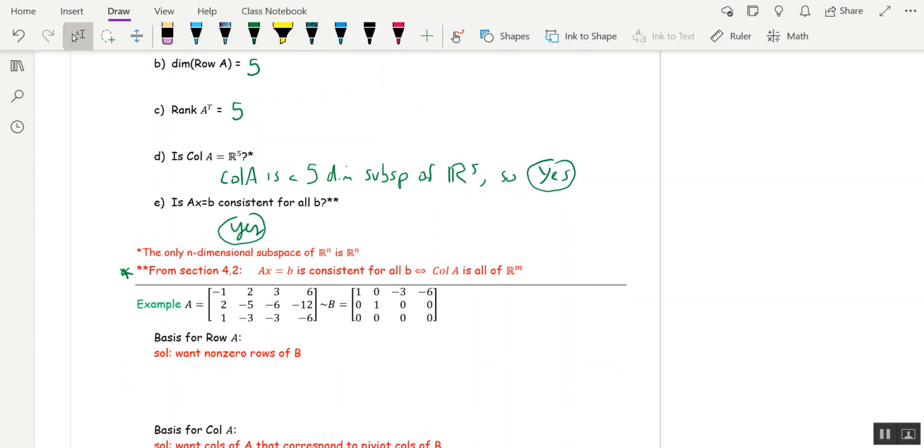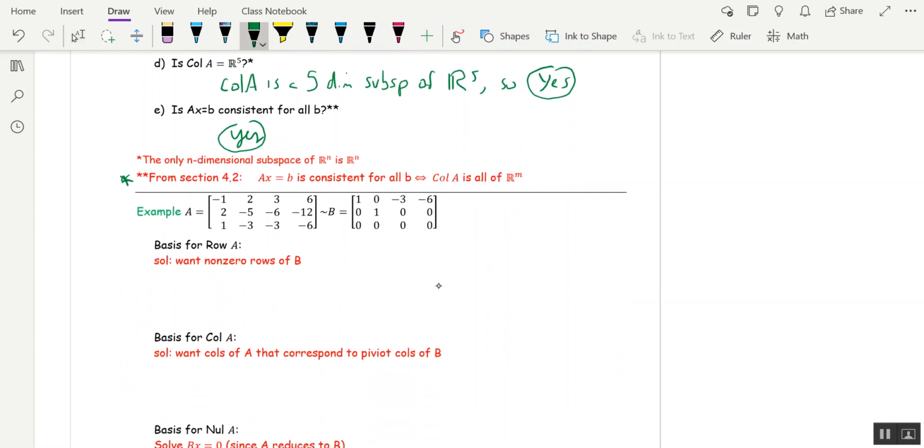Okay, so now I take a matrix A and it's row equivalent to a matrix B. So I have A and B and they're row equivalent. Find a basis for row A. Using the cheat sheet from the first page, we want the non-zero rows of B. That's easy, there's two of them. Since this is a row space, I'm going to put the vectors in row format, which is parentheses with commas in between. (1, 0, -3, -6) is one vector, and the other one is (0, 1, 0, 0).